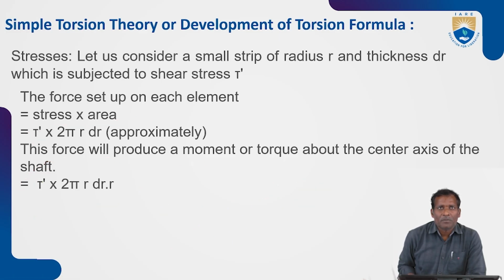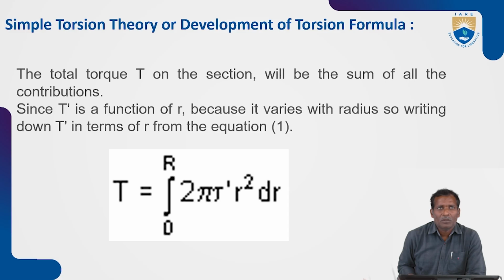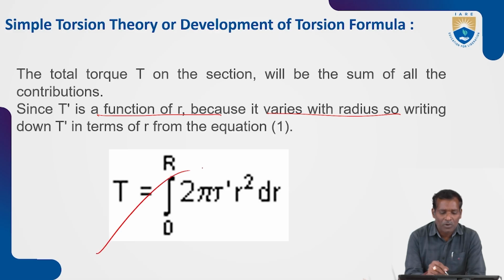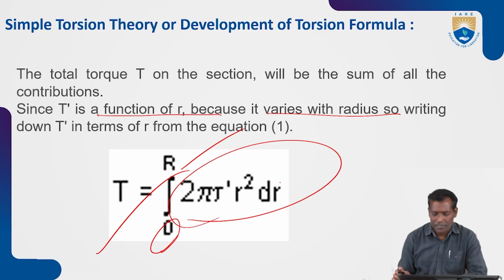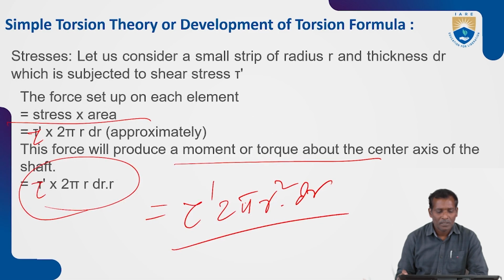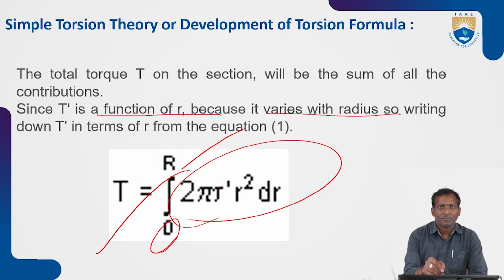This is the force set up on each element. Now, the total torque on the section will be the sum of all the contributions. Since tau is a function of r, because the torque varies with radius, writing down the torque in terms of equation 1: integral 0 to r of 2 pi r square into d tau dash.